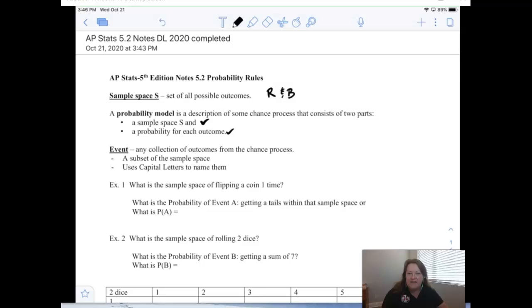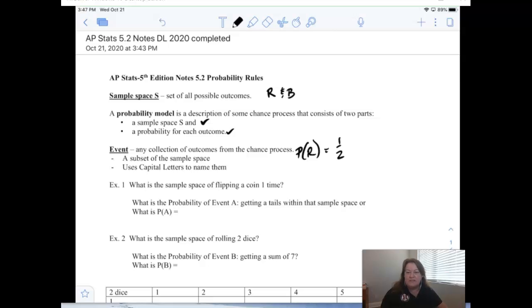An event is any collection of outcomes from a chance process. So it's any subset from the sample space, and it usually uses a capital letter to name them. And they usually use it when they're talking about the probability of something. So look at the end of example 1. Do you see how they say the capital P stands for probability, and then in parentheses it's A. It's like, what's the probability of event A happening? So in our case, it would have been like, what's the probability of getting a red, right? And it would have been like 1/2. Okay, so that's the event.